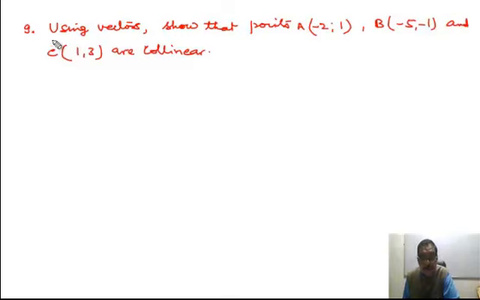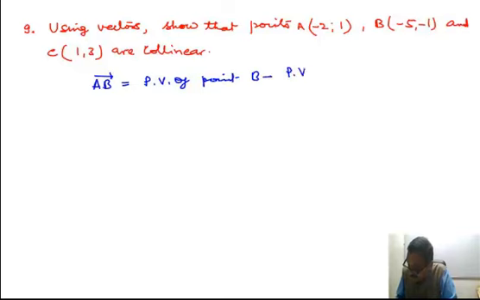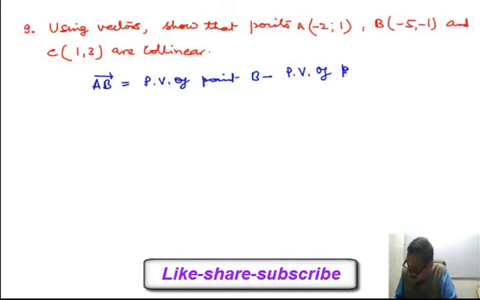Now we will see question number 9. Using vectors, show that points A with coordinates -2, 1, B with coordinates -5, -1, and C with coordinates 1, 3 are collinear. Now, as we have done in the previous questions, we can say that AB vector is equal to position vector of point B minus position vector of point A.